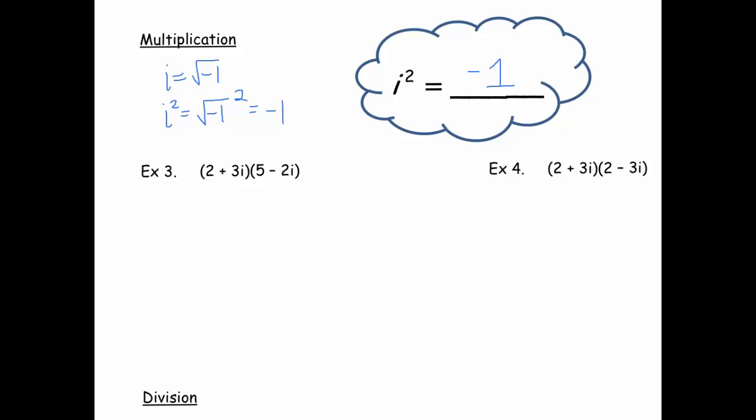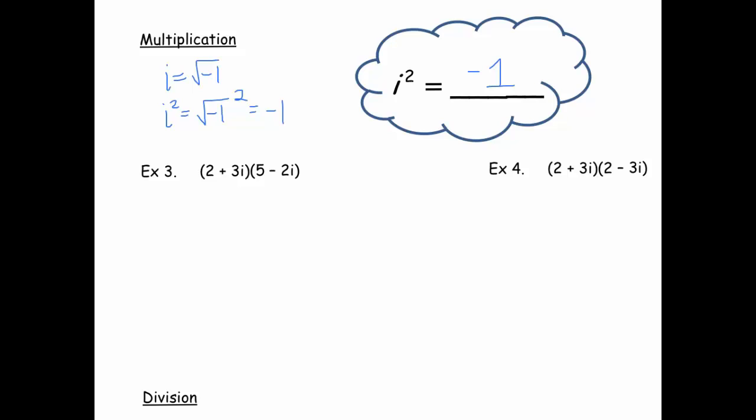Now that seems kind of weird. An imaginary number, when we squared it, turned out to be a real number. Let's see what else is going to happen in these examples. So when we multiply these, I want you to think about FOIL. Okay, we're going to really do 4 little mini multiplication problems.